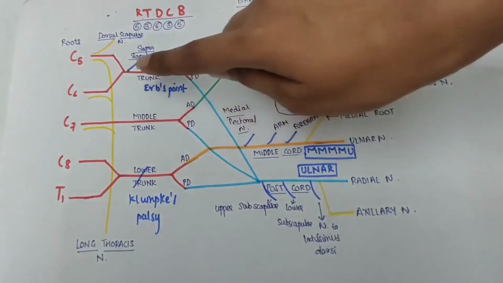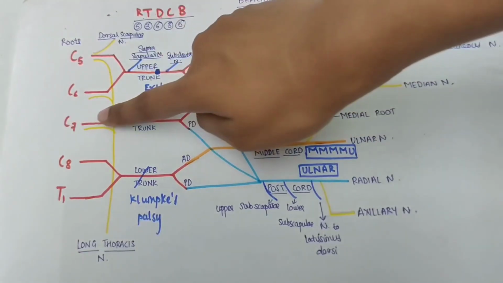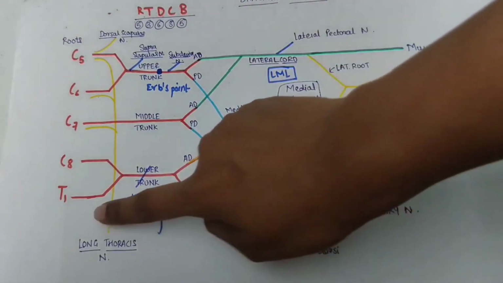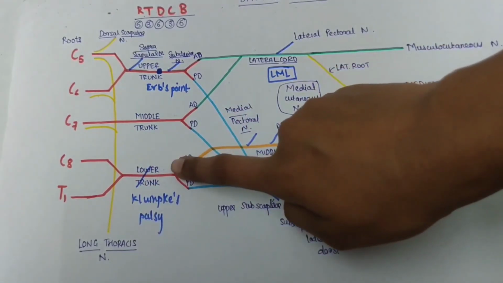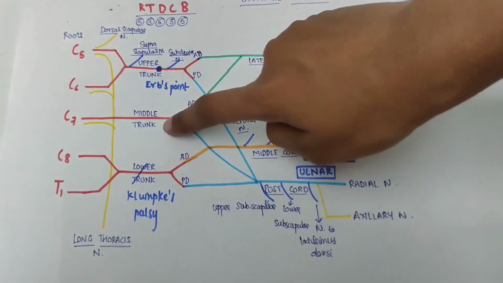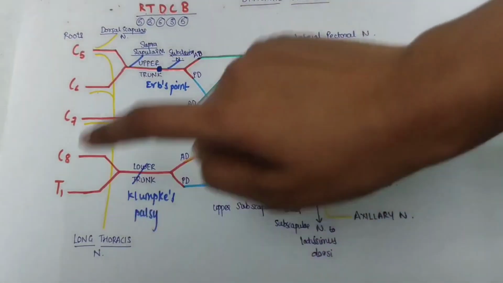C5 and C6 together form the upper trunk. C7 alone forms the middle trunk. C8 and T1 together form the lower trunk. So there are 3 trunks, upper trunk, middle trunk, lower trunk, which are made from 5 roots.